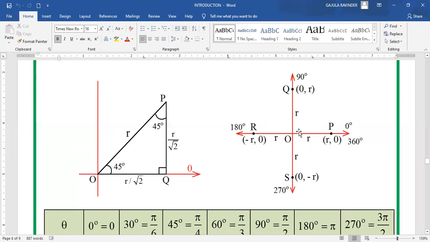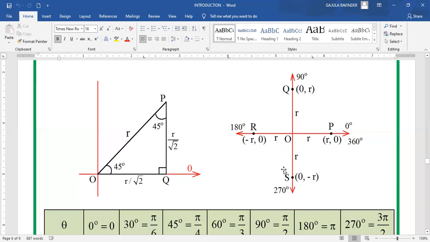What is tan theta generally? Tan theta is y by x. But here for 90 degrees, y by x is r by 0, and r by 0 is undefined. Therefore, tan 90 degrees is undefined. Whereas cot 90 degrees is x by y. Here x is 0, y is r. So 0 by r will be what? 0 only. So cot 90 degrees is 0, whereas tan 90 degrees is undefined.